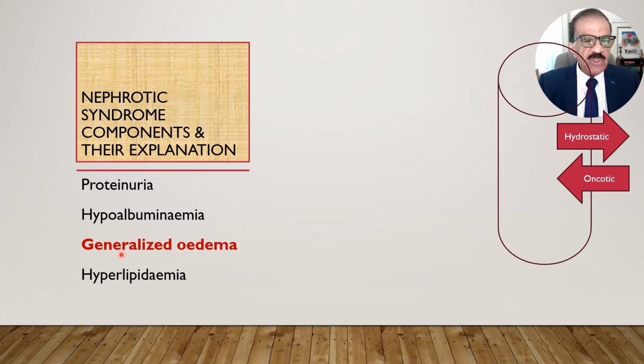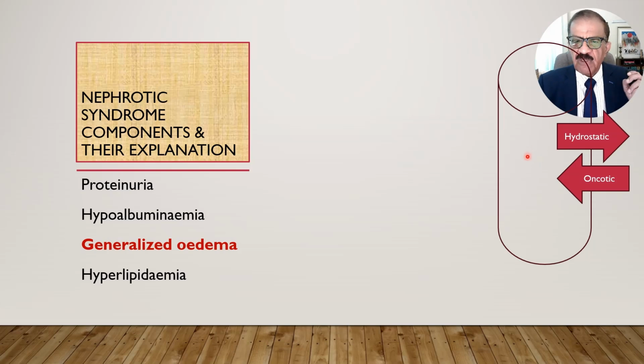Now the third one is generalized edema, and how this develops. This is the capillary. There are 2 types of forces. Actually, there are four types. Two types of forces within the capillary keep the fluid part of the blood inside the capillaries. One is the hydrostatic pressure. The more the hydrostatic pressure, the more chances that the fluid will leak out into the interstitium, and that is actually a physiological phenomenon. Fluid has to go to the interstitium with its nutrients, amino acids, and glucose and other things.